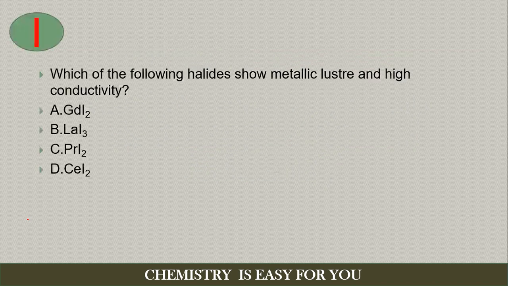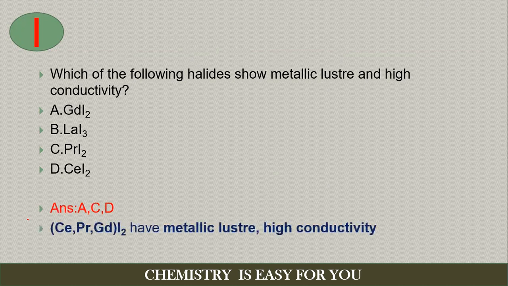The first question is: which of the following halides show metallic luster and high conductivity? This is a multiple answer question, with A, C, and D all being correct. So all three of these are showing metallic luster and high conductivity. This kind of multiple answer question can also be expected in JAM and JEE. In CSIR NET this straightforward question might not come, but in MSc level and other entrance examinations, you can expect this kind of question.